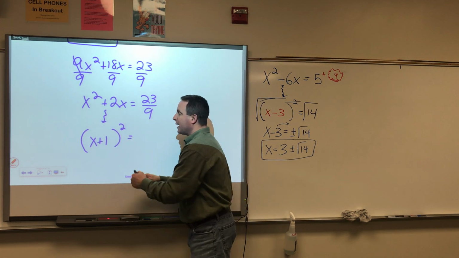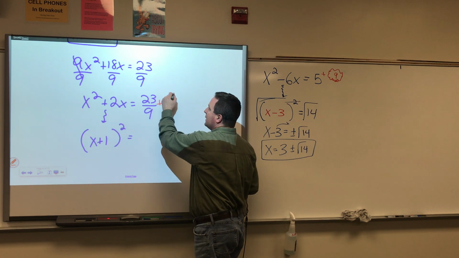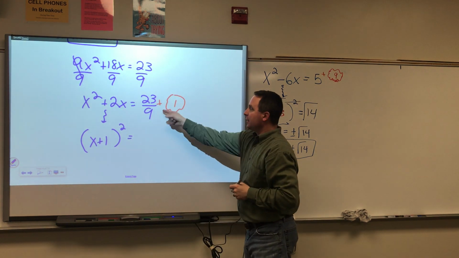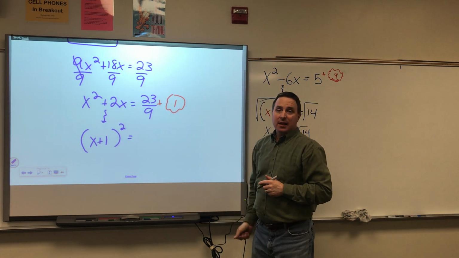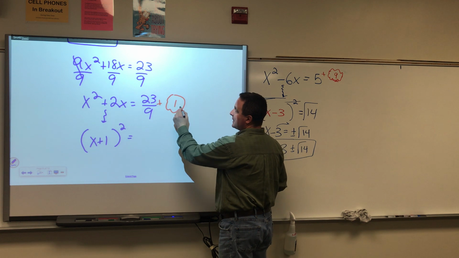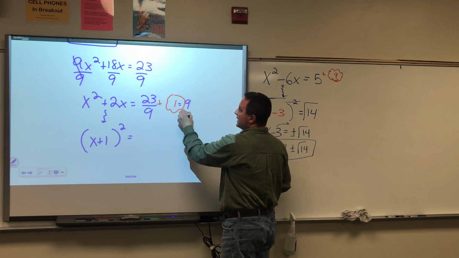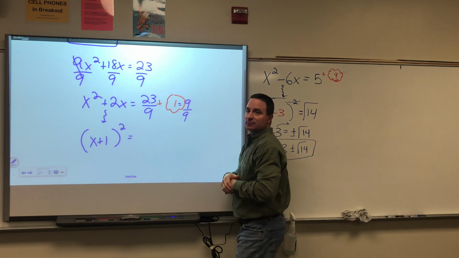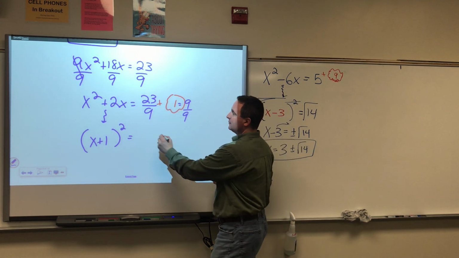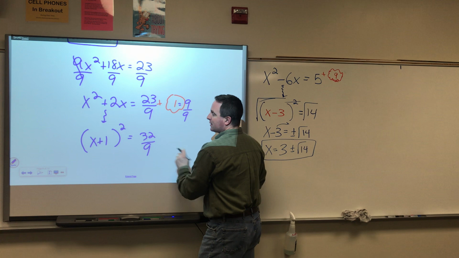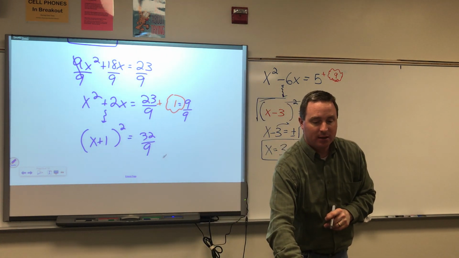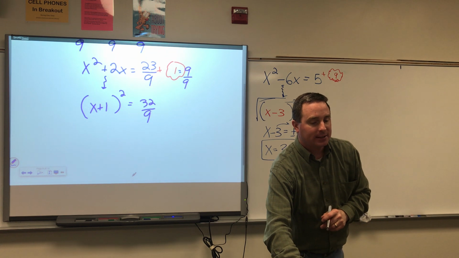Then I have to square that number. 1 squared is 1, and I have to add it to the other side. Well, on the other side over here now, how do you add those? Okay, number one, you can use your calculator. Or number two, you could find a common denominator. Now, 1 is the same as 9/9. Okay? And if I do 23/9 plus 9/9, I get 32/9. Okay, still got a fraction, that's okay again. No worries.